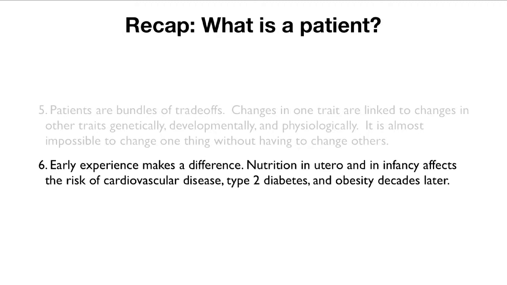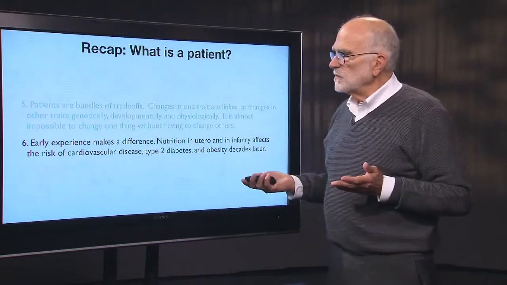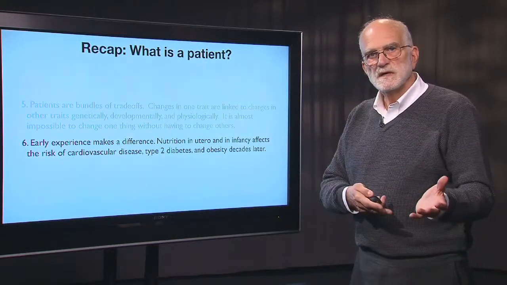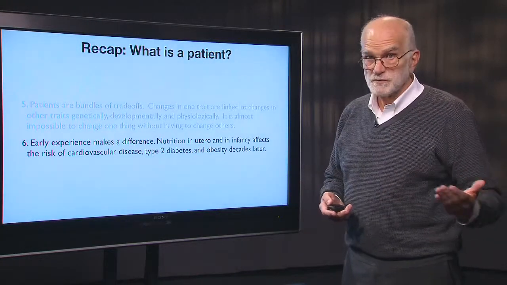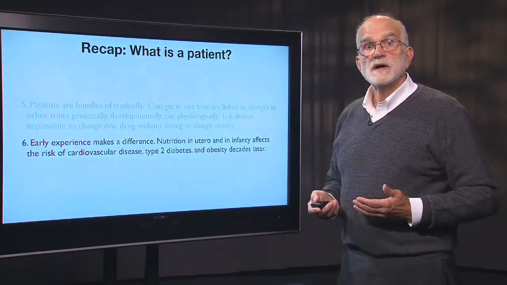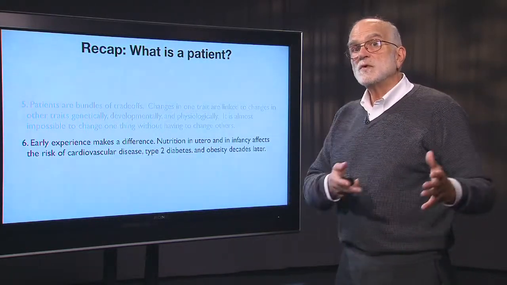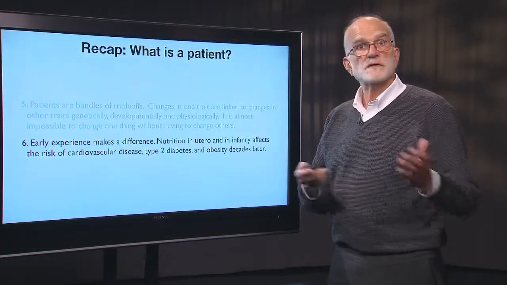It's worth emphasizing that early experience makes a difference. Nutrition in utero and in infancy affects risk of cardiovascular disease, type 2 diabetes, and obesity decades later. And this has impact not only on how pediatricians think about taking care of their young, it has impact on social policy and on the benefits of preschool programs, on lunch in school, on all sorts of things, where setting children up early in life to be in good shape is going to save an awful lot of money and a lot of suffering later on.